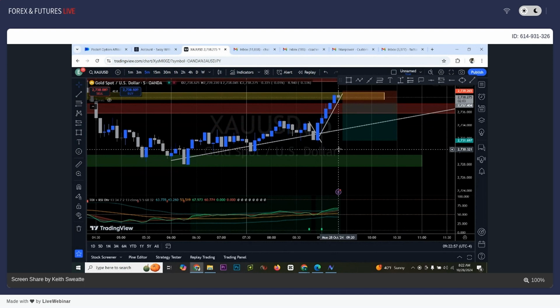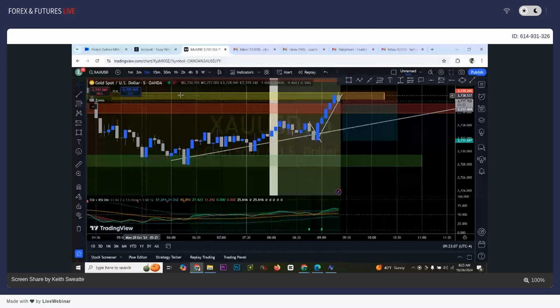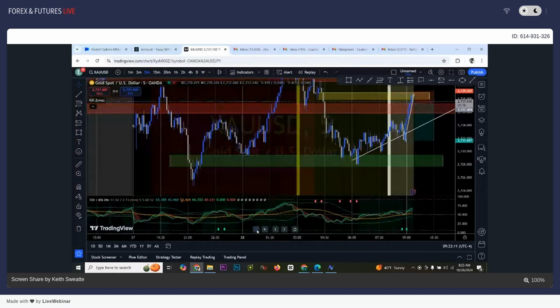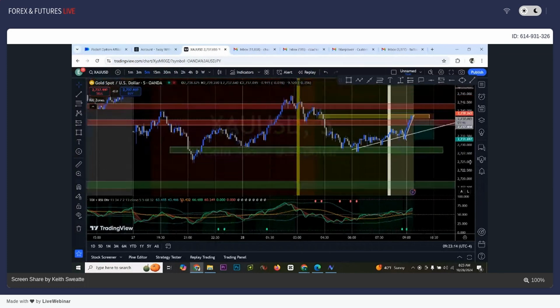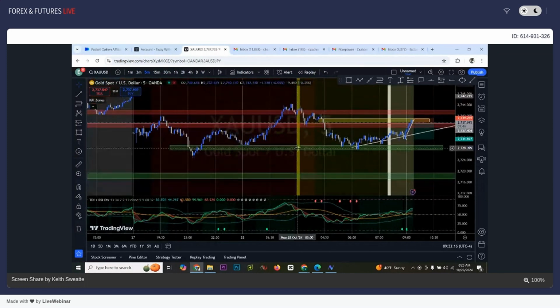So yeah, I'm waiting on that bell to ring. The 930 bell. Now I am starting to use these kill zones. I don't like the way it's set up for real, but it's all good.